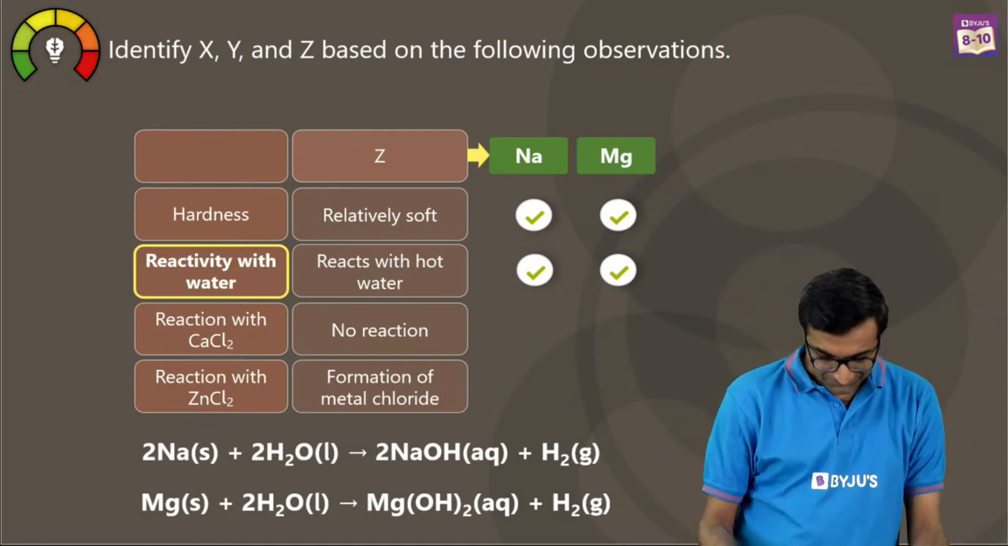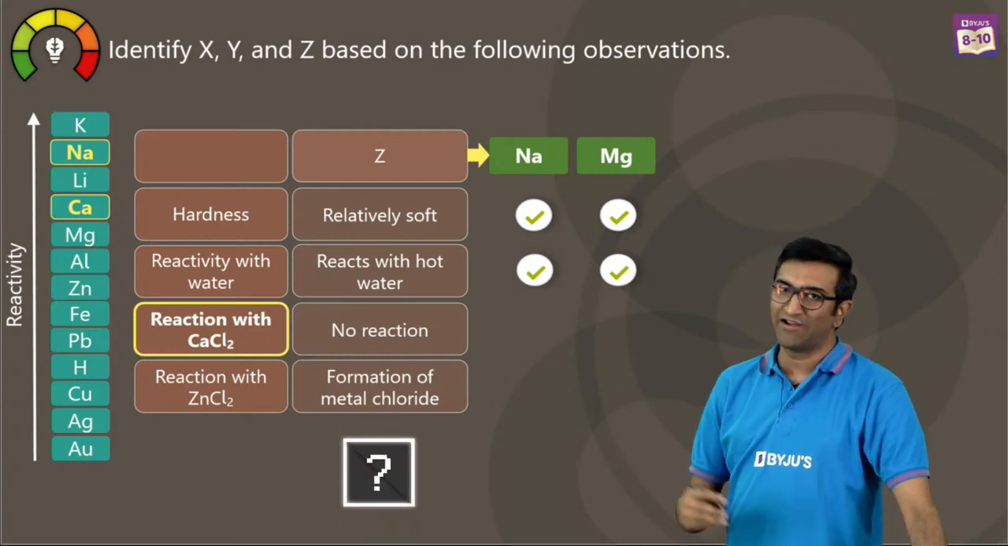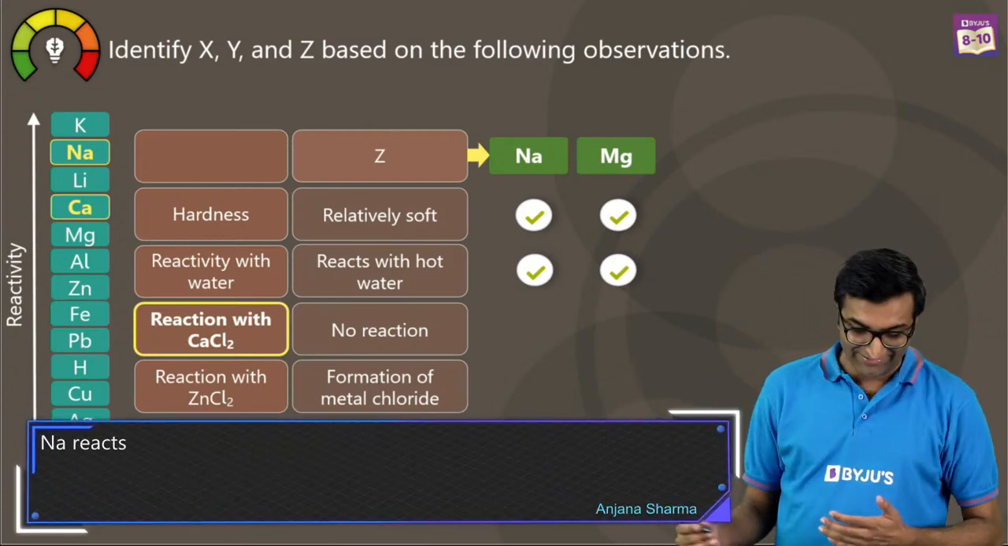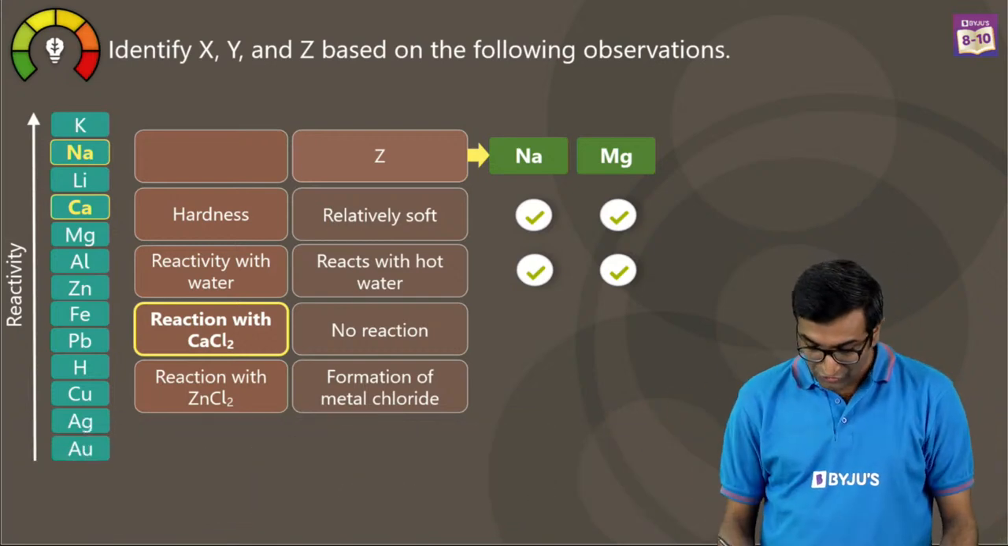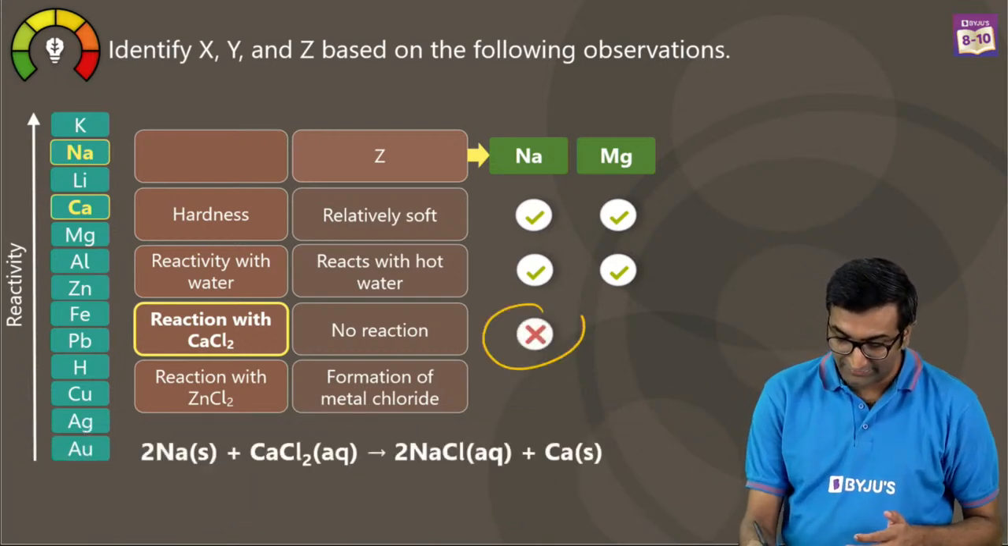Look, magnesium is reactive, but not as reactive as calcium. You need to know a little bit of the reactivity series to be able to do this. Calcium is above magnesium, so only with magnesium will there be no reaction. With sodium, there will be a reaction, which I just crossed out.